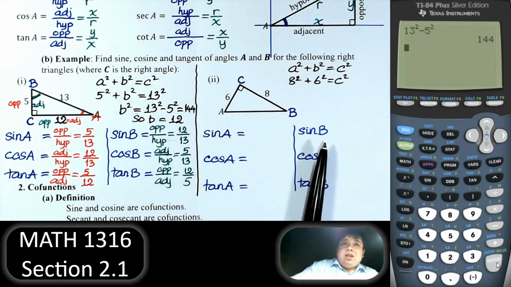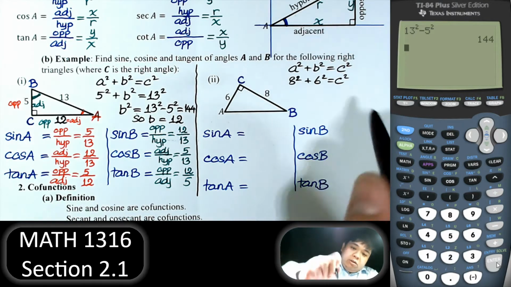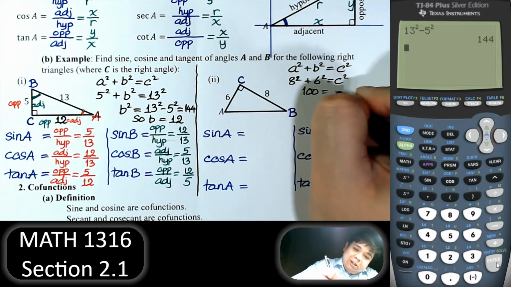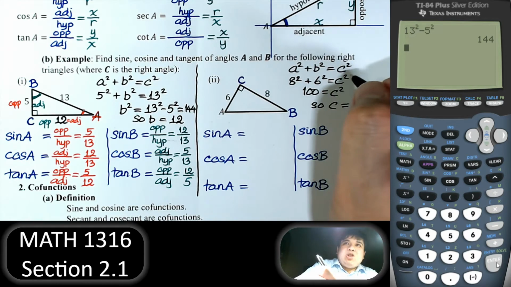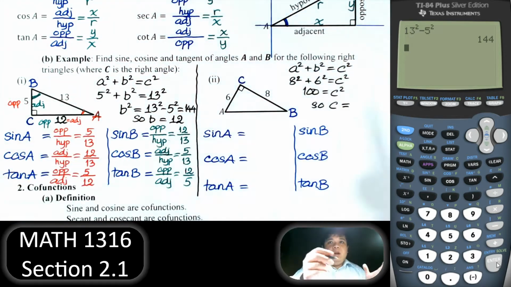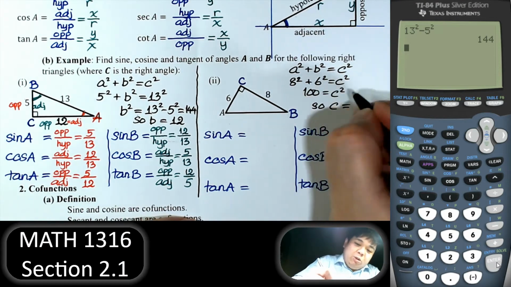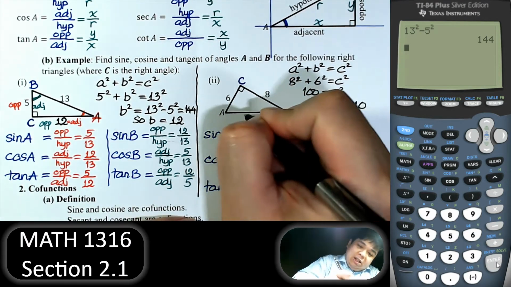A squared plus 6 squared is 100. So C is the square root of that. In this case, we don't have to worry about the plus or minus, because everything in a right triangle means that the measurement cannot be negative. So all of them are going to be positive. We're not worried about negative values here.